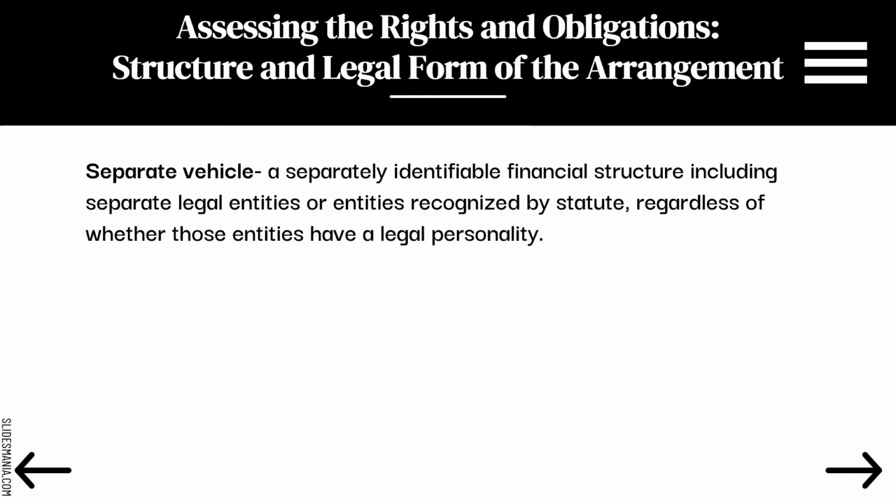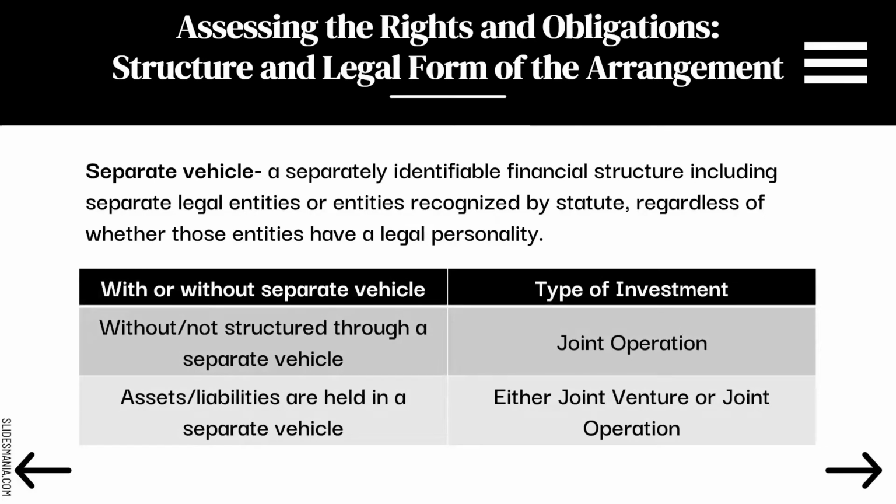So example, ito is nakapasok siya sa isang limited partnership. Nasa corporation form siya or kaya naman nasa financial institution siya. Either way, separate vehicle description nun. Entities considered a separate vehicle, kaya lang when you say separate vehicle, pwedeng recognized ng company yan under our law or pwedeng hindi din. So without or not structured through a separate vehicle, that is a joint operation. Pero kapag assets or liabilities are held in a separate vehicle, pwede siya maging joint venture or pwede siyang maging joint operation.